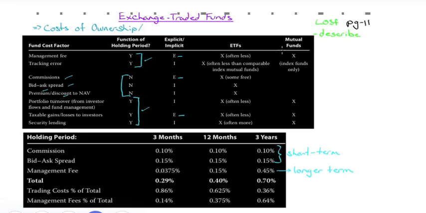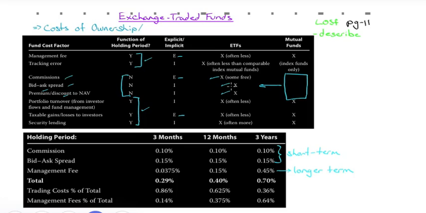And since we're looking at the cost of ownership, what we want to do is look at where it's missing in the mutual fund, but belongs to the ETF. So commissions. When you buy an ETF on an exchange, you're paying the exchange commission. You have the bid-ask spread and the premium to discount or discount to NAV. Remember, with the mutual fund, they redeem and create all shares at net asset value at the end of the day. There's no bid-ask spread on that. You're getting the net asset value at the end of the day.